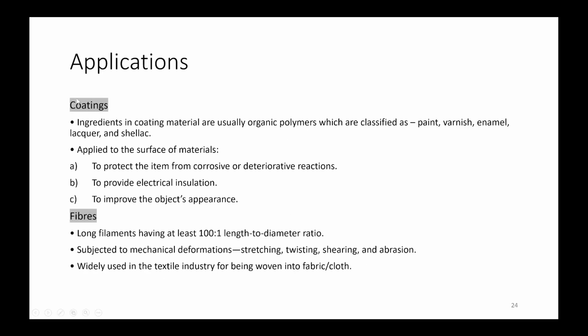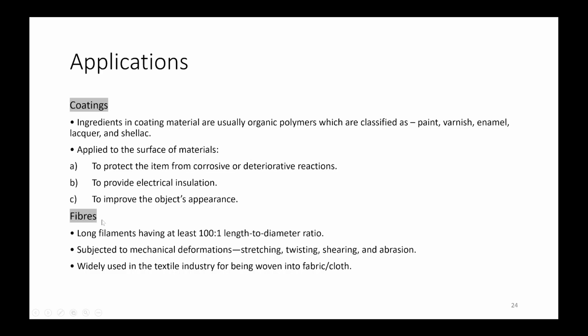Now other applications are in coatings and fibers. In case of coatings, the ingredients in coating material are usually organic polymers which are classified as paint, varnish, enamel and shellac, and these are applied to the surface of materials to protect the item from corrosive and deteriorative reactions. These can also provide electrical insulation and improve the object's appearance.